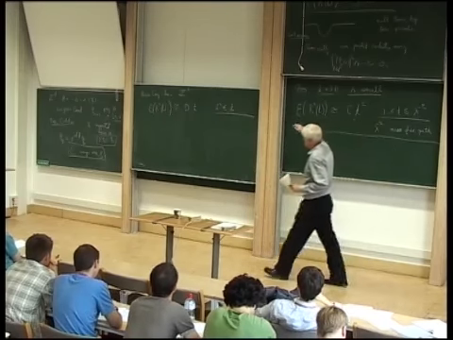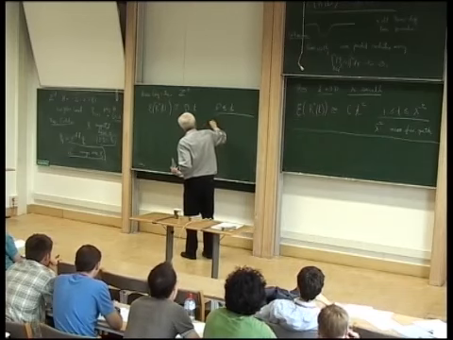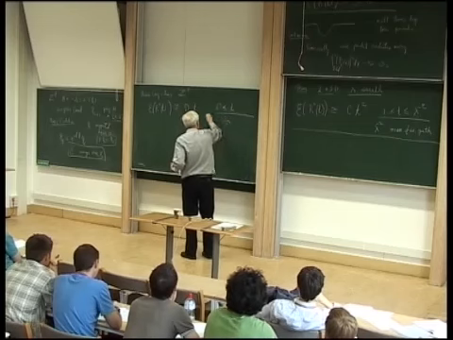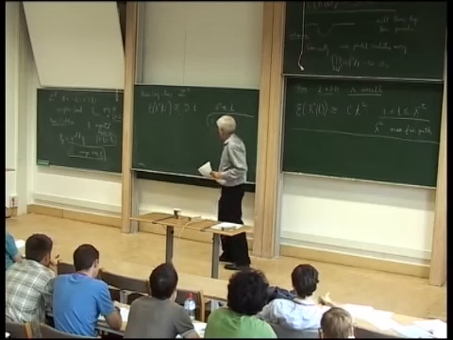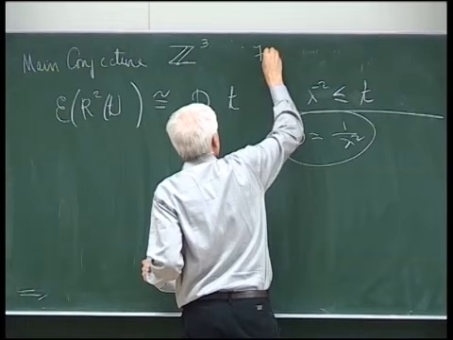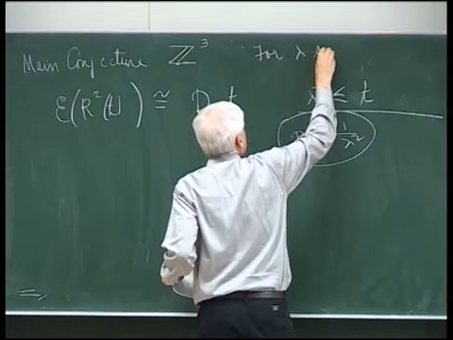And then if you just think about what this means, it tells you your diffusion constant here is of order 1 over lambda squared. And this is for lambda small. Yes, thank you very much, David. This is for lambda small.